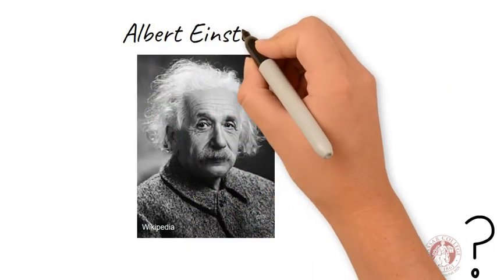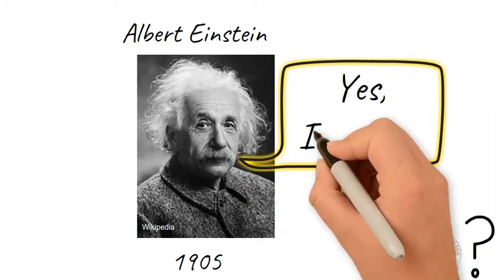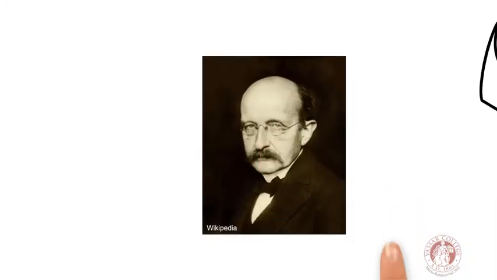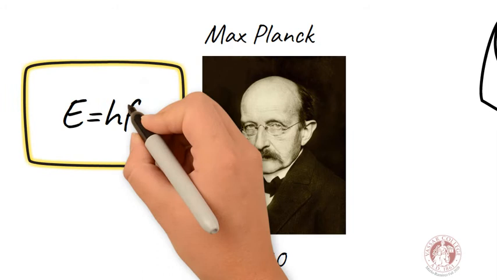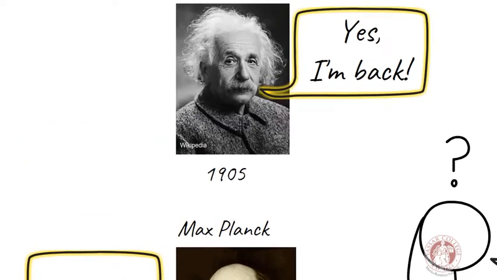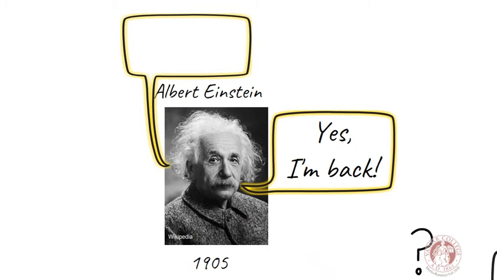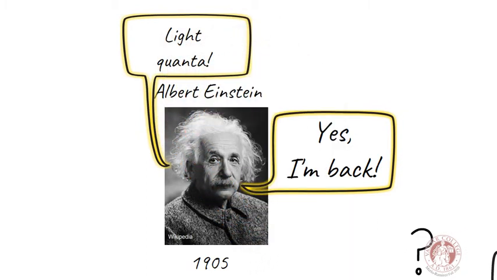Then, in 1905, Albert Einstein published a paper explaining the phenomenon. He used a fairly new idea, developed 5 years before by Max Planck. Einstein assumed that the light was composed of particles instead of waves. He called the particles light quanta. With this model, it is easy to understand the process.